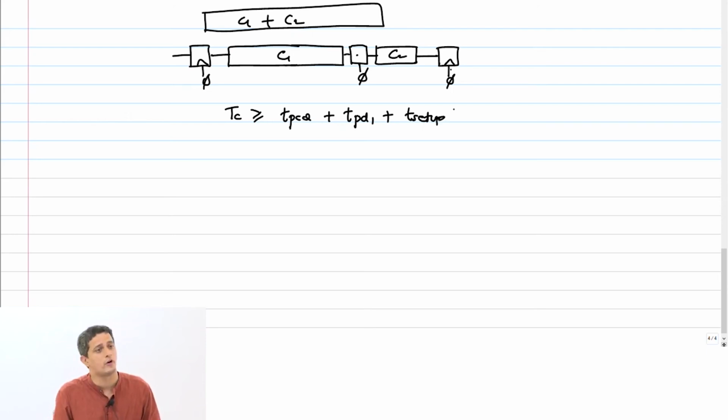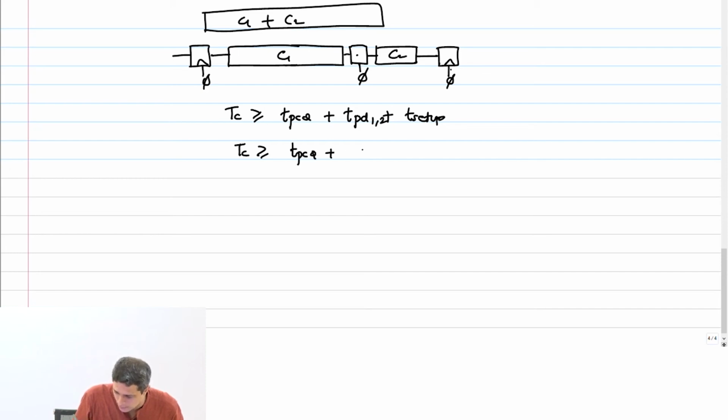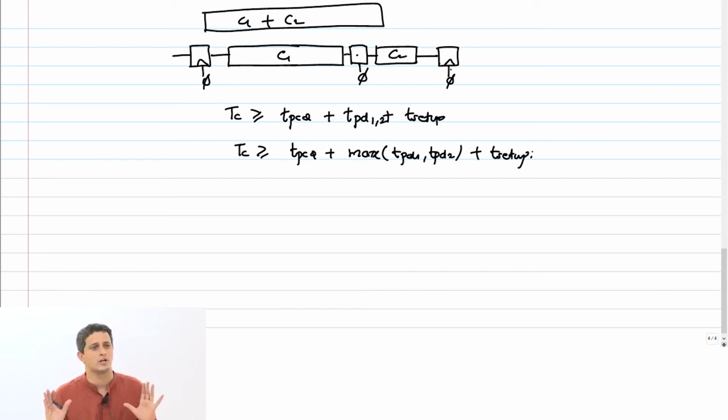And it should be true even for C2. Correct? So what is the only thing I can do? You take the max of these two. Tc should be greater than or equal to TPCQ plus max of TPD1, TPD2, plus T setup. Only then the system can function correctly, right?